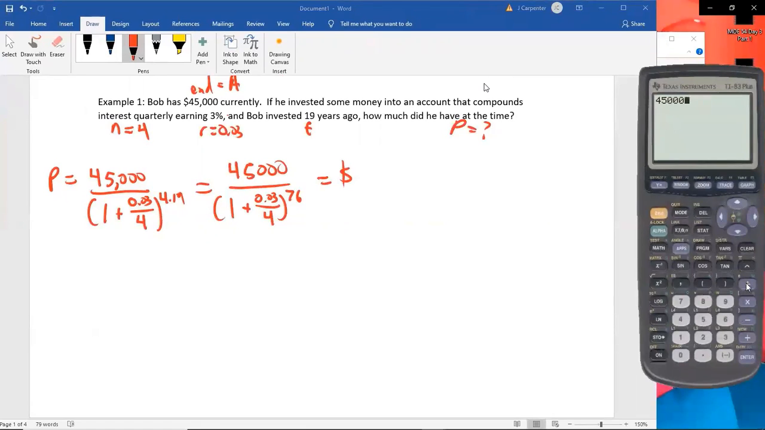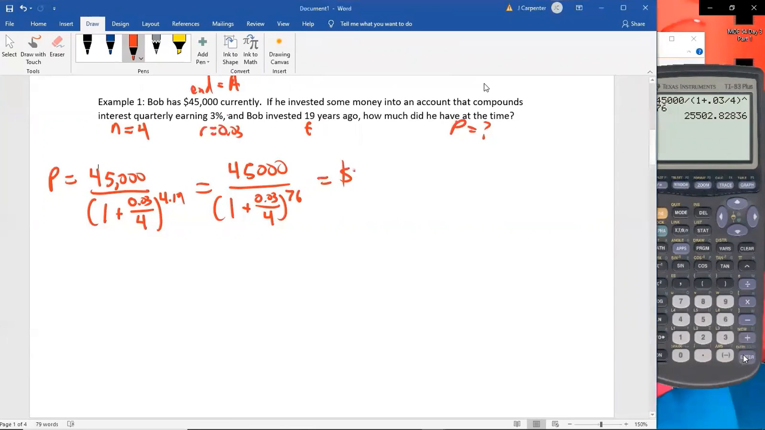I don't know that I've ever clicked that button that quick and it actually registered both. Divided by 1 plus 0.03 divided by 4. Close it. Then exponent, and the exponent's a 76. Remember I said you have to pre-multiply the exponents. If you put that 4 times 19, depending on your calculator, it's probably going to give you a wrong answer. And we end up with $25,502, and rounded to the nearest cents would be 83 cents.